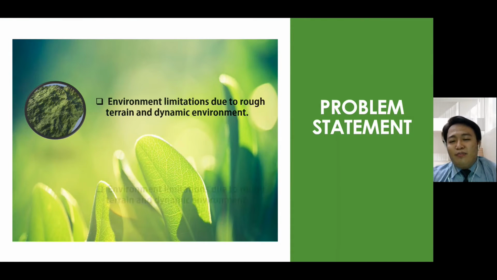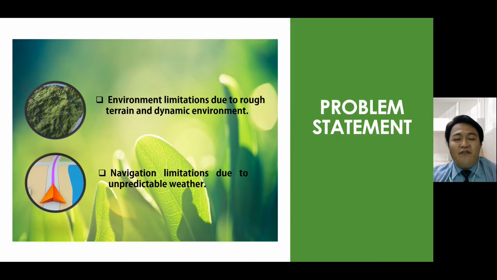Let's go to our project's problem statement. These are the main challenges of mobile robots in agriculture, which are environment limitation due to rough terrain and dynamic environment. Second is navigation limitation due to unpredictable weather.